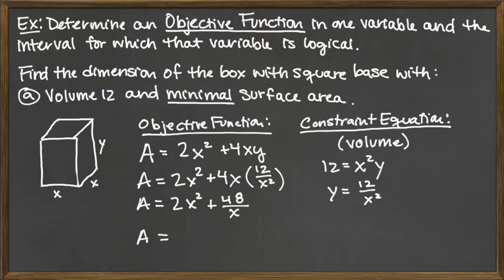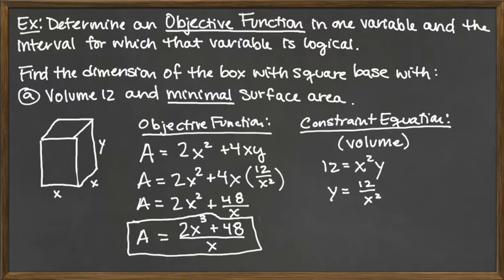But perhaps it would be nice to have this as a single fraction. So if we got a common denominator of x, we would not have 2x squared, but rather 2x cubed to balance the x that we're introducing in the bottom, and then plus the 48. And that would be a nice objective function for the area in one variable, x. But now we also need to assess what that interval would be for x.